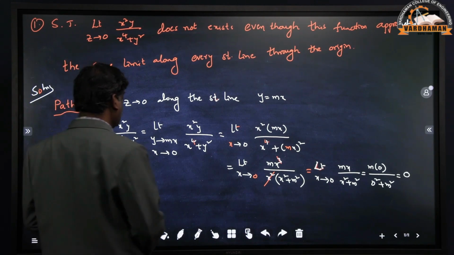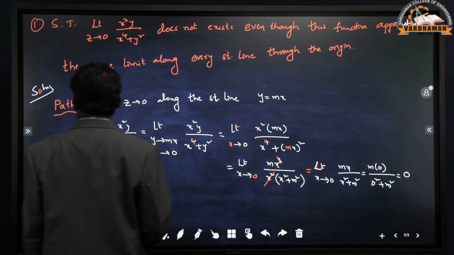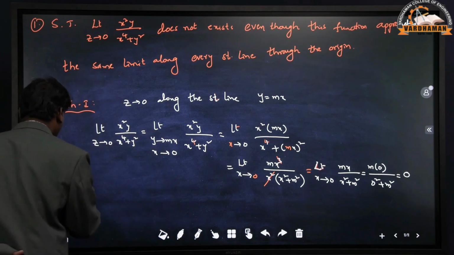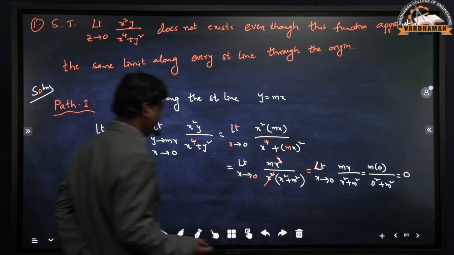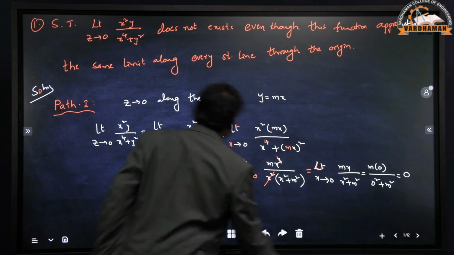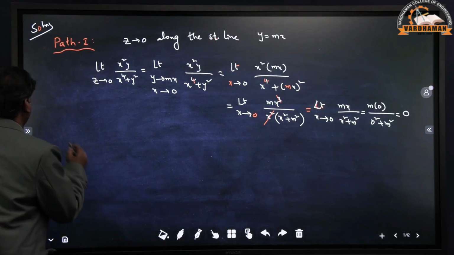Next, path 2. We consider path 2. Now here, path 2 you can take.